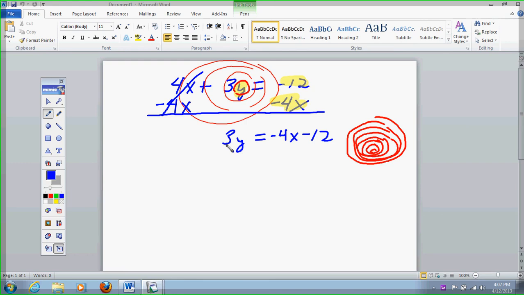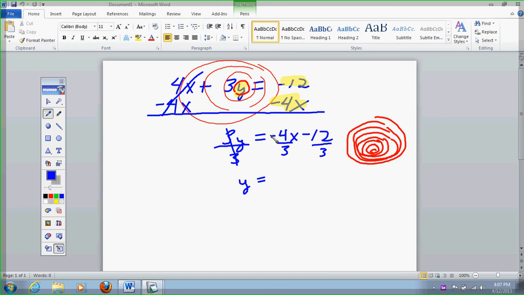My next step, finally, 3 and y are being multiplied together. So I do the opposite, which is division. Divide by 3. That leaves me with 1y, or simply y, is equal to. Divide each of these by 3. And if I want, I can leave these as fractions and simplify them if you can.